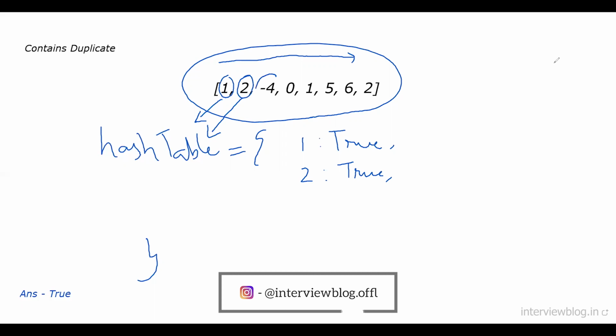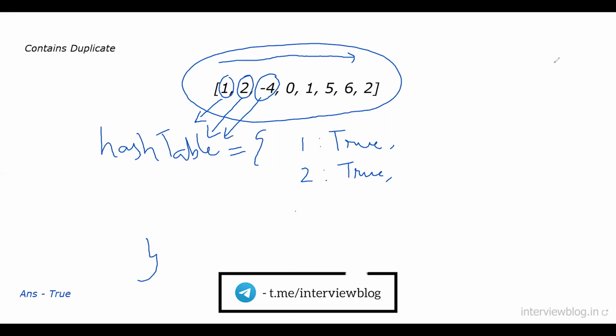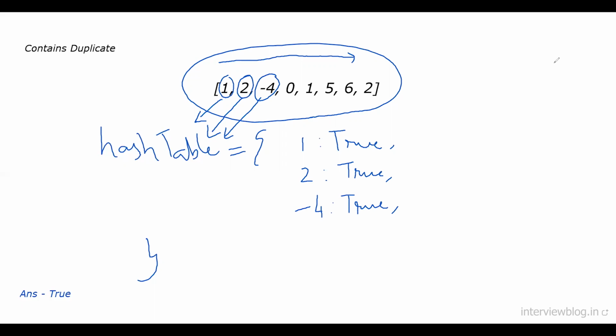Now, I'll go to this -4 and check if this -4 is present in my hash table. And since it is not present, I'll be adding this -4 to my hash table. Next, I'll be going to 0. I'll check if this 0 is present in my hash table. Since it is not present, I'll be adding this 0 to my hash table. Next, I'll go to this 1. I'll check if this 1 is present in my hash table. Since 1 is already present in my hash table, my function would be returning true.